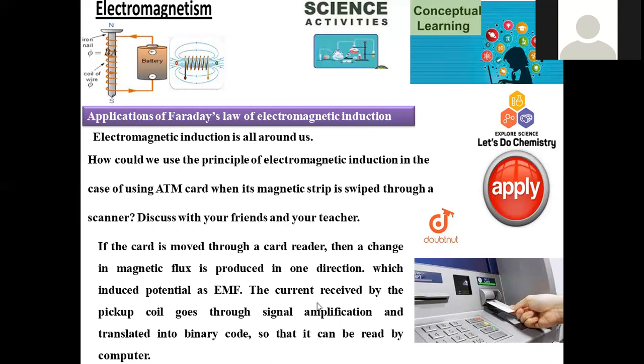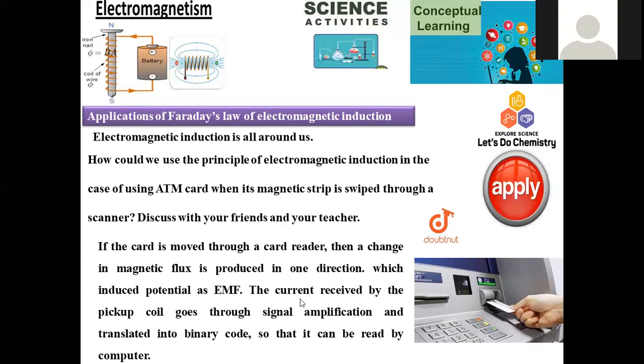Flux variation you can notice here, which induces the potential as EMF. EMF is originated because of the change in the flux. The current received by the pickup coil goes through signal amplification and is translated into a binary code, so that it can be read by the computer. Binary code is the simple language which is familiar to the computer.